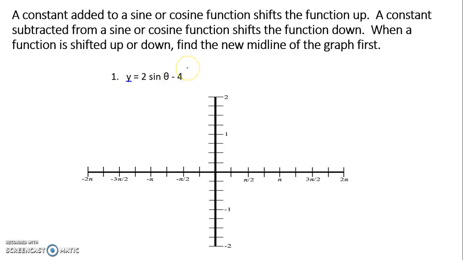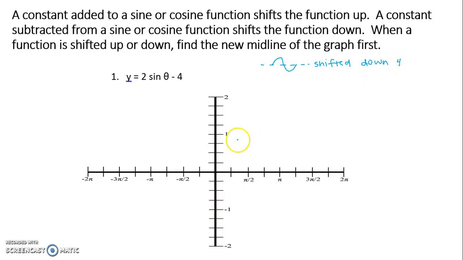Whenever you have something like that happening, the first thing you want to do is change your midline. Normally the graph goes straight through at the x-axis. This is a sine graph, so it would start in the middle, go up, go down, and come back to the middle. Now this midline has been shifted down 4, so instead of being at 0, it's at -4.